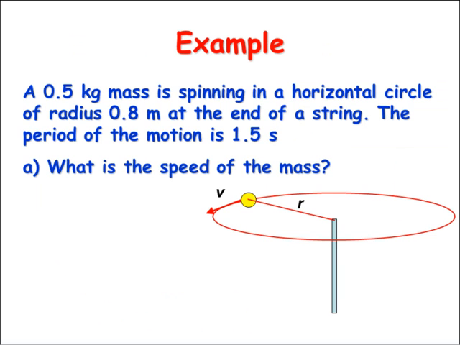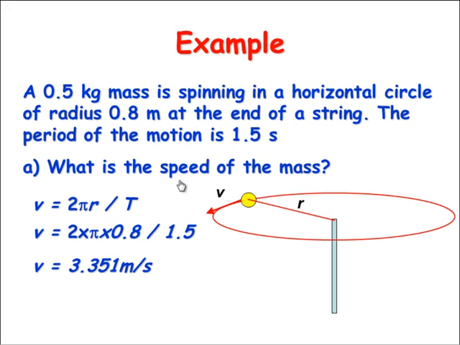So if we have a look at this example, we have a 0.5 kilogram mass on a radius of 0.8 meters. The period of motion is 1.5 seconds. That's 1.5 seconds per cycle, or per revolution. So velocity is 2 pi r on T. We get 2 times pi times 0.8 divided by 1.5, straight substitution in. We get 3.351 meters per second.